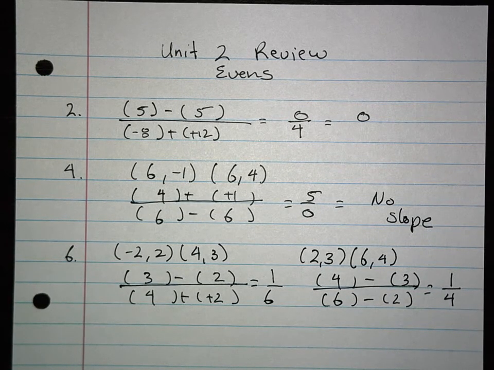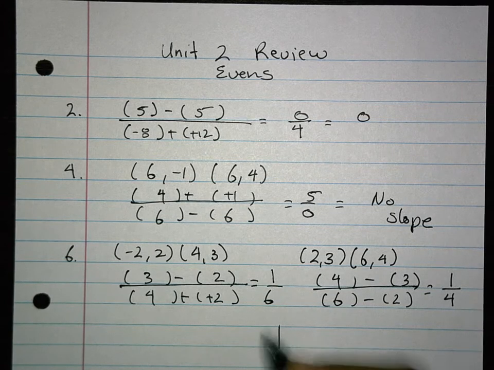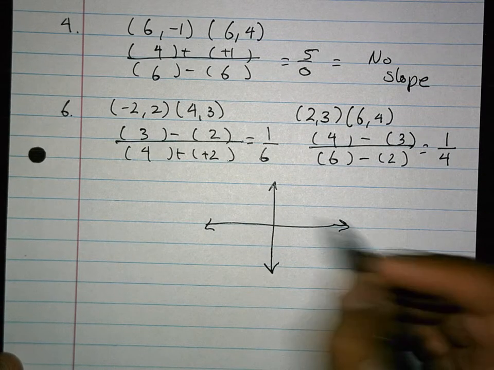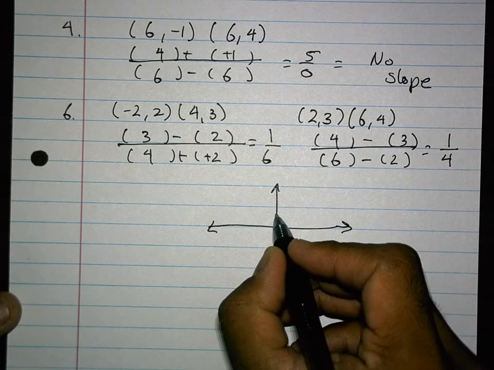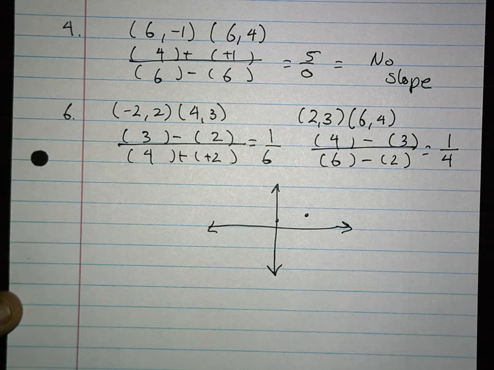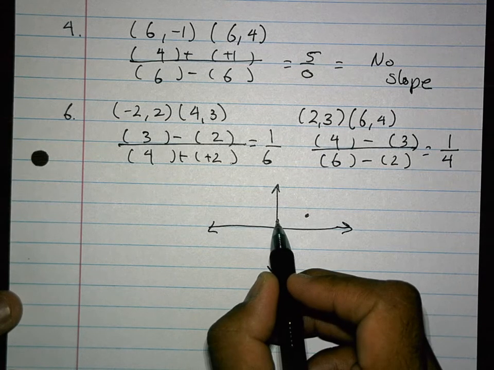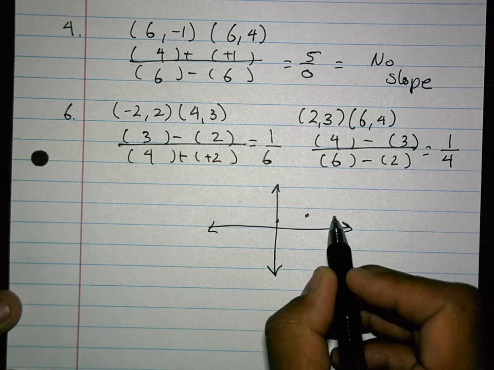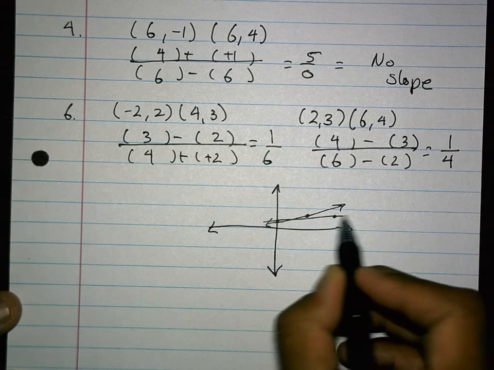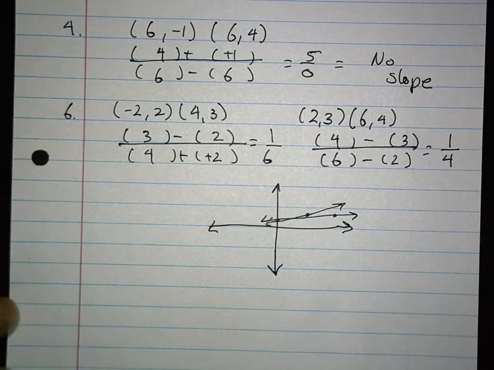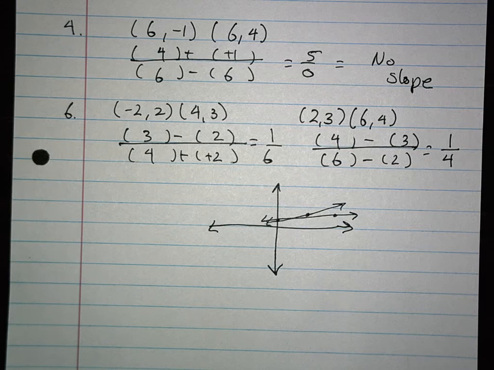And so when it comes to steeper, let's throw ourselves a graph here real quick, just to give us a little bit of an understanding of what's actually taking place here. If I pick a point, it doesn't matter where it is, let's say I pick a point right here, and I go up 1 space and then over 4 spaces. Let's say it's right there. Now if I start from the same point and I go up 1 and over 6 spaces, then it's going to be over here. So if you look at the lines, you can see that the 1/4 is the steeper line.